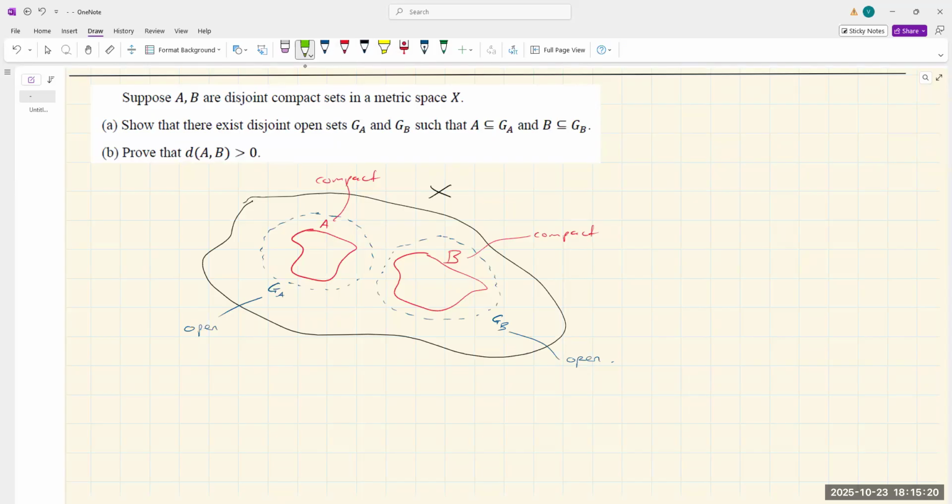If you recall, the distance between a point x and a set A is the infimum of all distances between them. In this case, x is a fixed point, and I'm going to measure the distance from x to every point in A. All of these distances, I'm then going to take the infimum of. We saw this before. This is the distance of a point to a set.